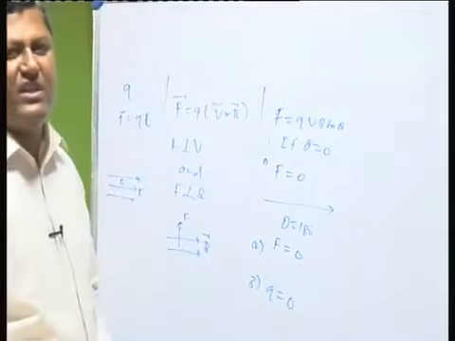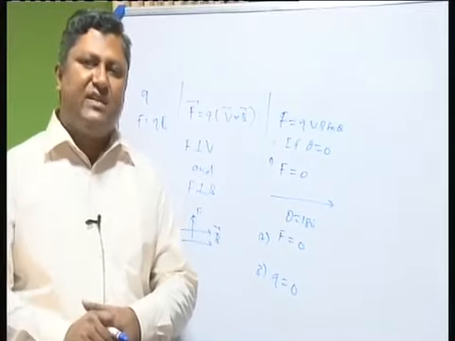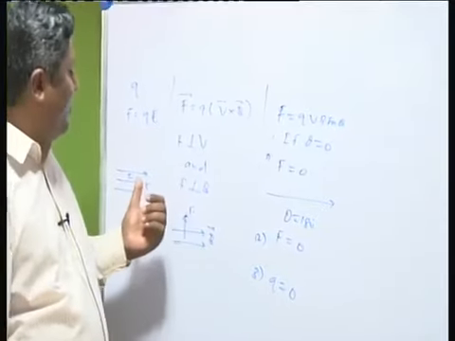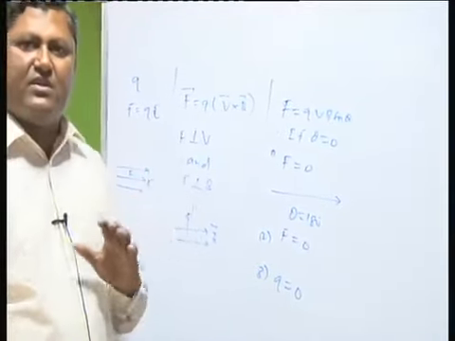Suppose you take one more case, that is Q equals 0. Q equals 0 is nothing but the particle does not carry charge. For example, if you take a neutron, when a neutron enters a magnetic field, it experiences no force. Similarly, when a neutron enters an electric field also, it experiences no force.